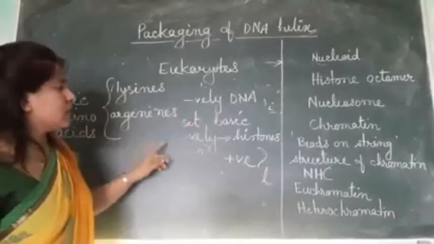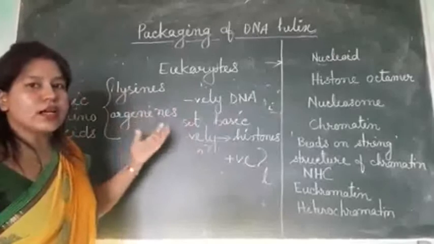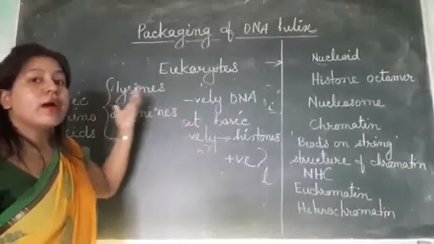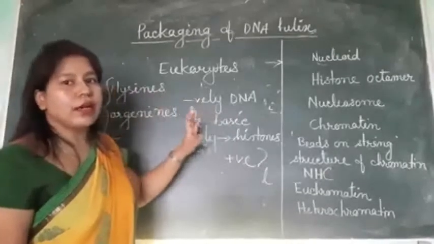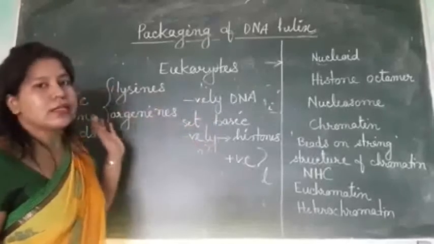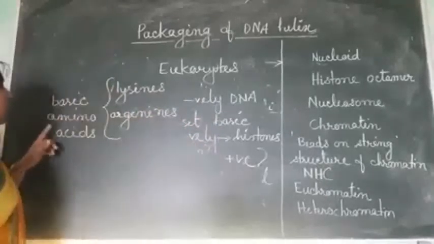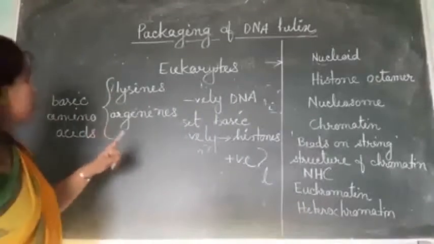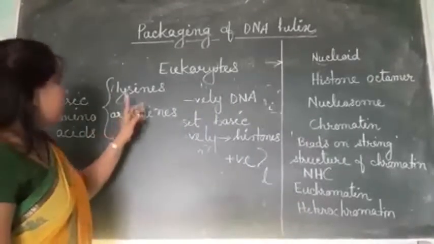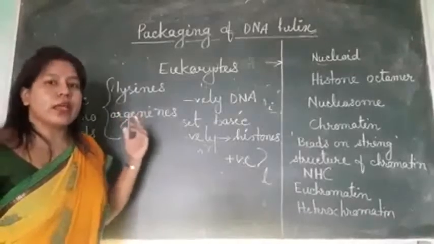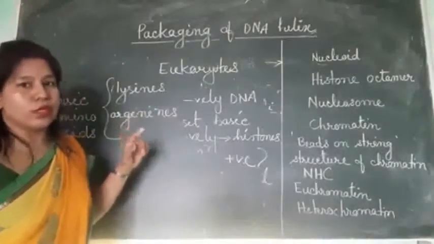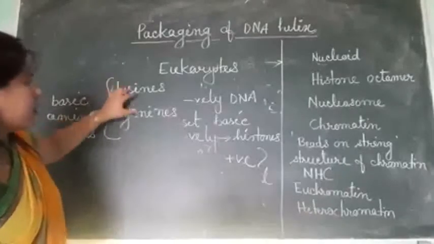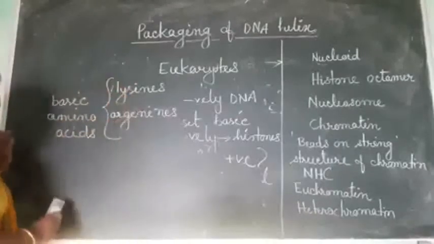Clear? Thus a protein acquires its charge based on the abundance of amino acids that it carries with their side chains. Okay, a very short question usually comes in questions. It is like that: name the amino acids that are abundantly present in histone protein. Then the answer will be lysine and arginine. Clear?